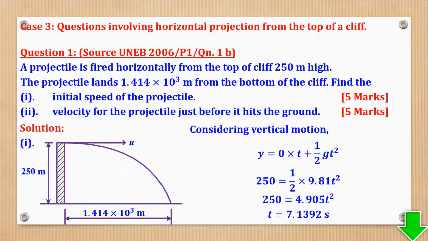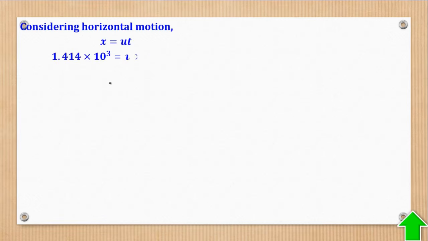And that's what they wanted. So that is the value of t. We need the initial speed. So for initial speed, you shall consider the horizontal motion. So this was vertical motion, we have used it to get time. Then for horizontal motion, x will be equal to u t. Then substitute for x and for t to get the value of u. And that will be the value of u.